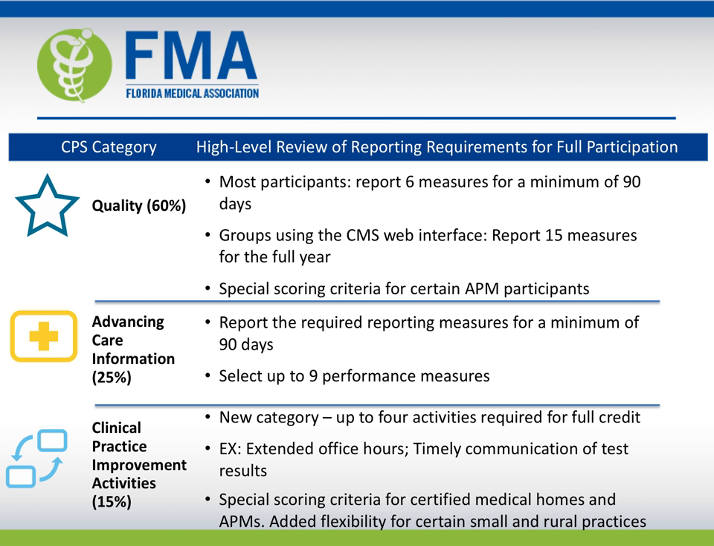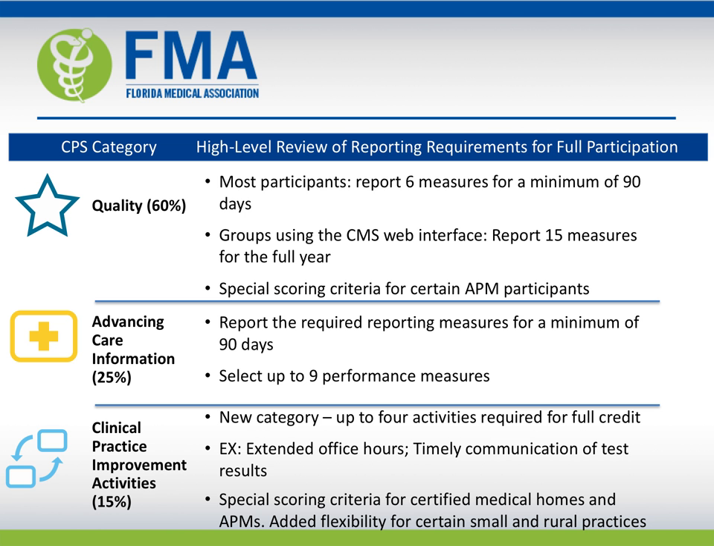But most participants, in order to acquire a maximum possible score under the quality segment of the merit-based incentive payment system, and remember, quality is weighted at 60% of the composite score, would need to report on six measures for a minimum of 90 days. Again, report on six measures for a minimum of 90 days. And there are some special scoring criteria for certain alternative payment model participants.